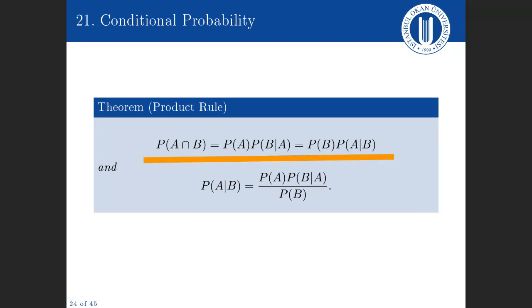As we've just seen, the probability of A intersection B is the same as the probability of A multiplied by the probability of B given A, which is the same as the probability of B multiplied by the probability of A given B. Or rearrange it again. The probability of A given B is the same as the probability of A times the probability of B given A, divided by the probability of B.